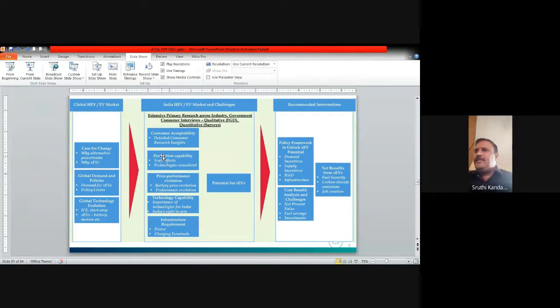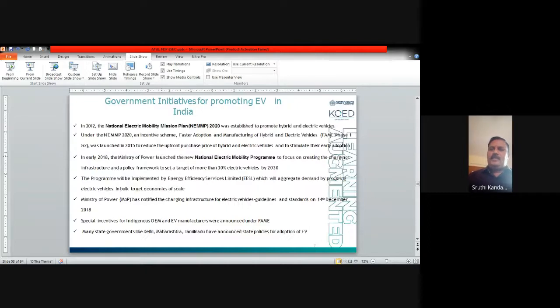The net benefits from EVs are fuel security, and carbon dioxide emission will be completely arrested. Yes, the last one is job creation. More and more mechanical and electrical engineers will be placed in this new sector. Not only engineers, diploma holders and IT persons can have more job opportunities.